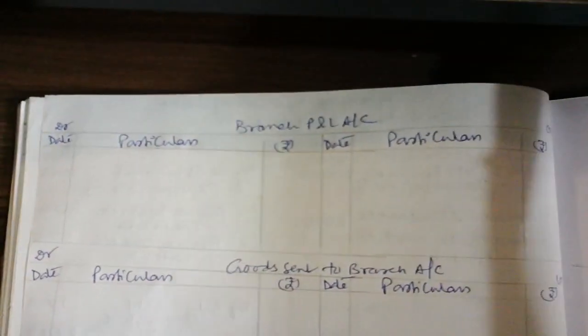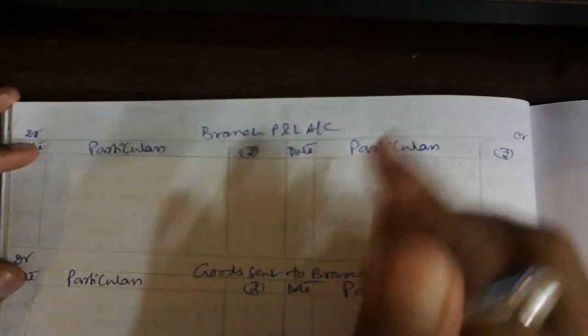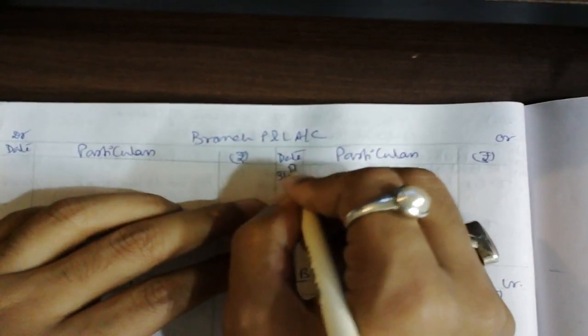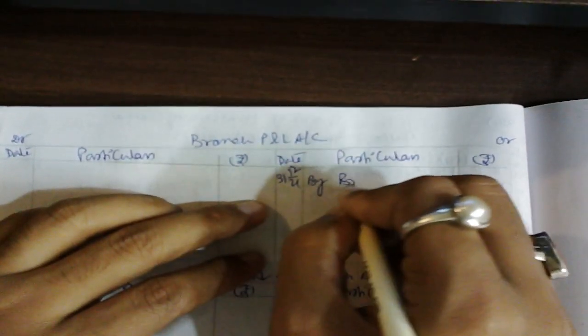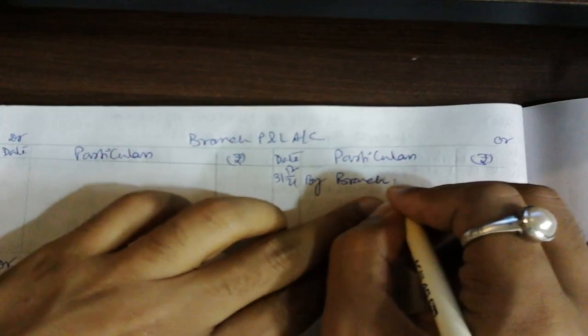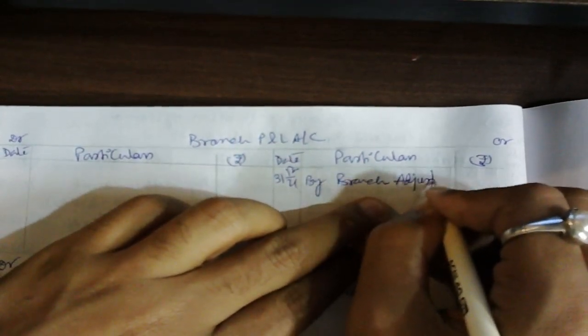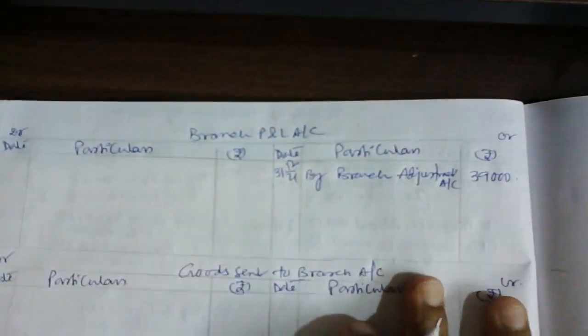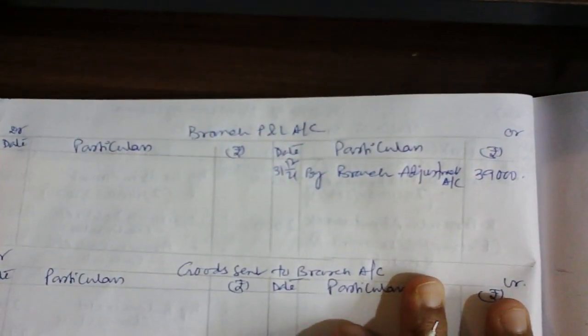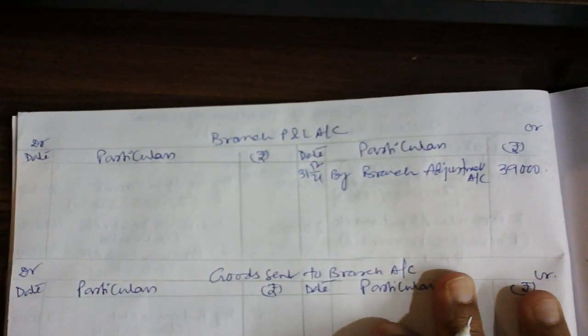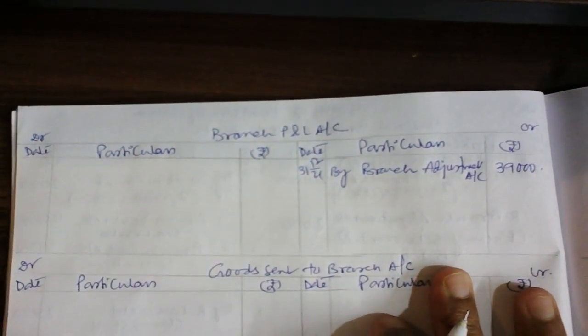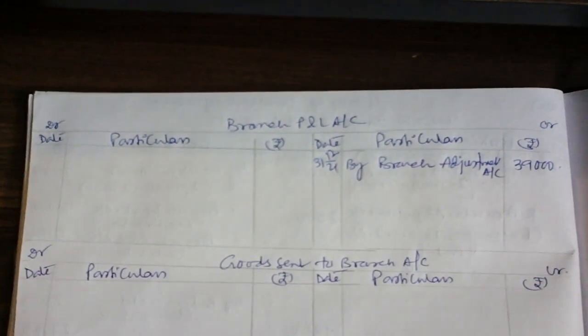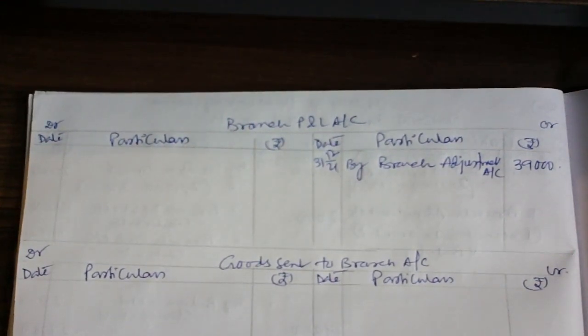So on one hand, I am going to transfer it. Like whenever in real time you need to transfer, you can write on 31st December 21 by branch adjustment account, 39,000. That is 39,000 done by branch adjustment account. So everything is done here. It's completed fully. Done here, sir. Completed.